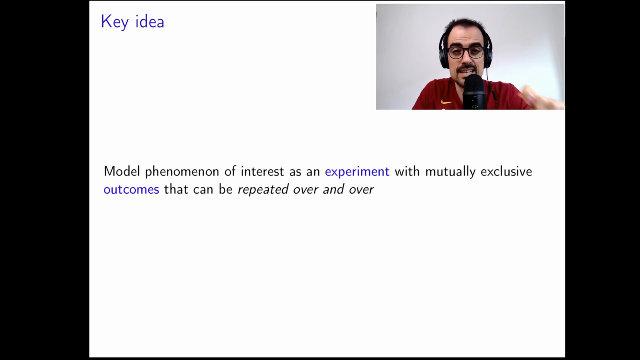Okay, so the key idea is going to be that we're going to think of the uncertain phenomena that we want to study as experiments with mutually exclusive outcomes. So the outcomes cannot happen at the same time. If I roll a die, you cannot have a 1 and a 2 at the same time. That's what we mean by mutually exclusive. There's a single outcome every time we repeat the experiment. And importantly, the experiment in principle could be repeated over and over and over and over. Okay, that's what we're going to assume.